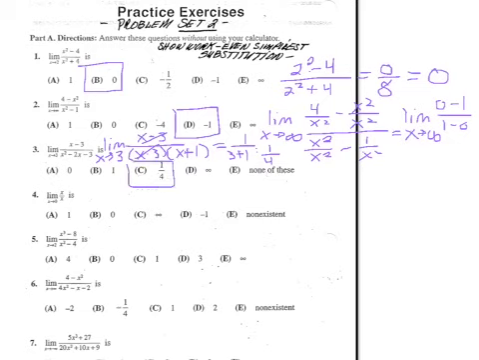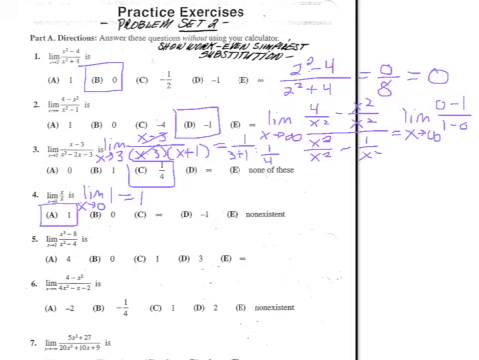For number 4, the limit as x approaches 0 of x over x. We can't take 0 and plug it in. However, x over x simplifies to 1. So the limit as x approaches 0 of 1 equals 1.